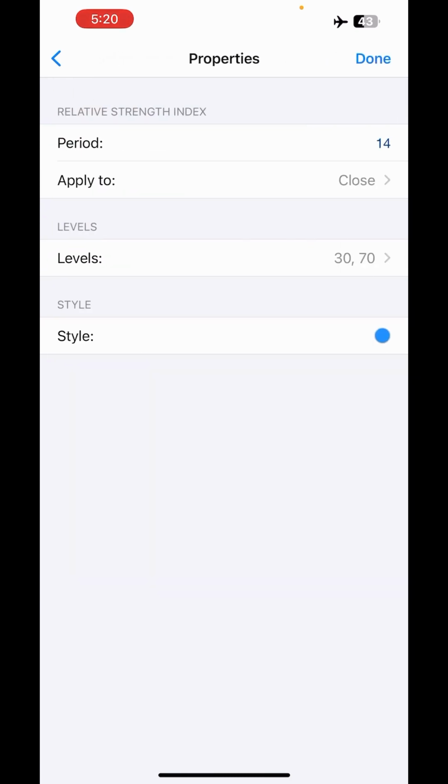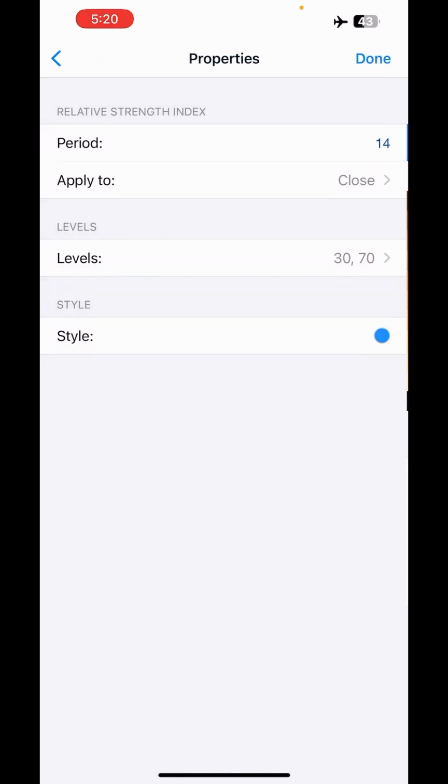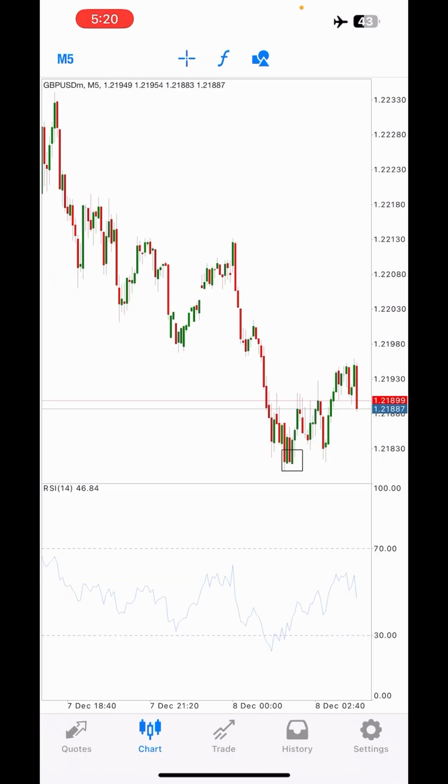Now it comes with default settings of period 14. Do not touch it. Apply to close. Leave it. Levels 30, 70. That was what we used in the analysis, and it worked perfectly 6 times. Now the style. Most times it doesn't come in blue, because I think I have changed this style to blue. I would prefer you change it to blue. Let me just leave the pixel at 1 first, then click done. As you can see, the RSI is perfectly on your screen.